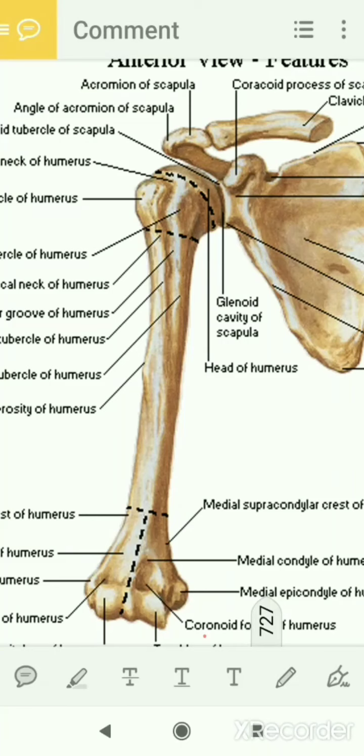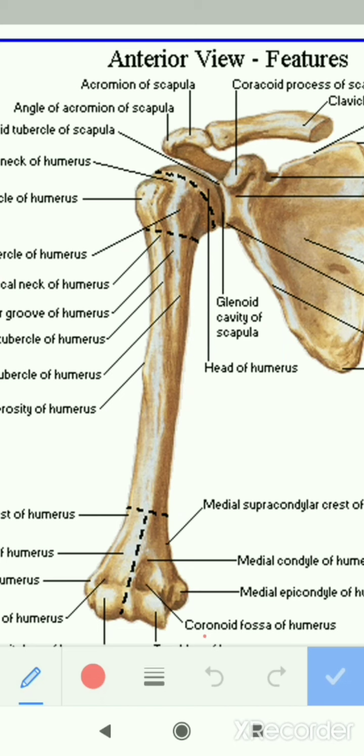Surfaces of the shaft of the humerus. There are three surfaces in the shaft: anterolateral surface, anteromedial surface, and posterior surface. So which one is the anterolateral surface?